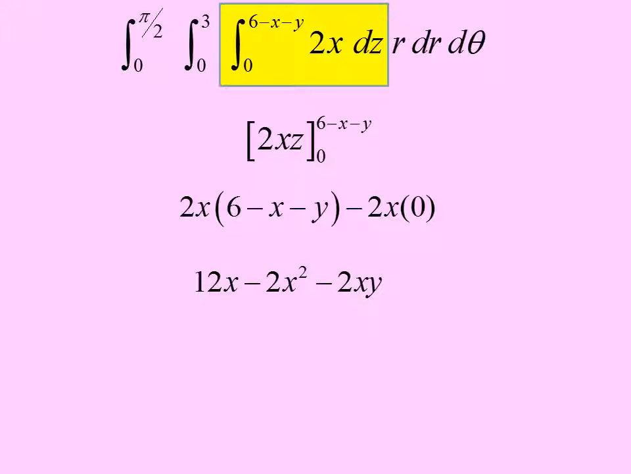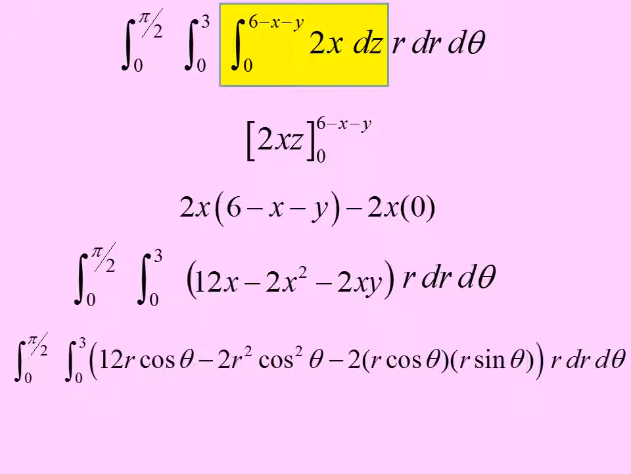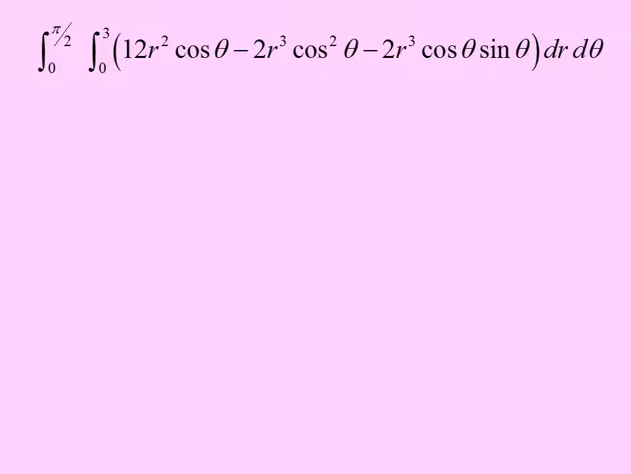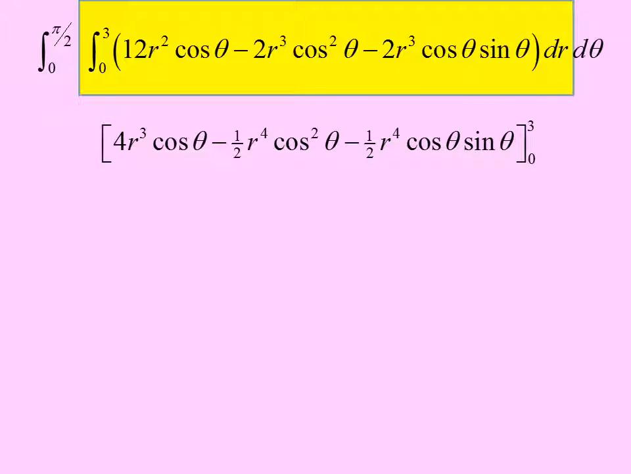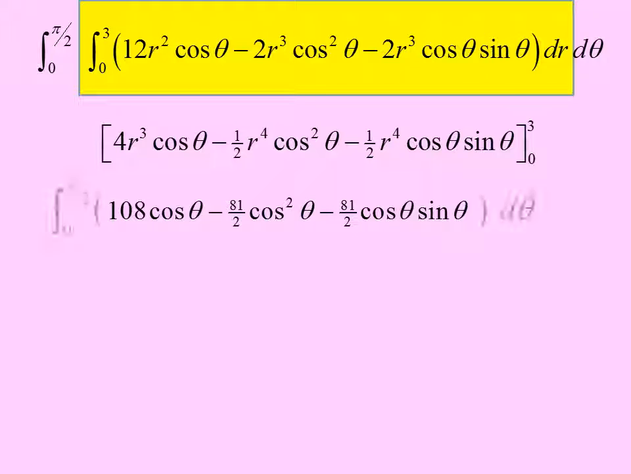Then the next level of integration would be the polar integration. Well, to change this to polar coordinates, we need to replace the x's and the y's with r cosine theta and r sine theta and simplify some. And then we'll integrate that with respect to r. Substituting 3 and 0. And then integrating that with respect to theta.